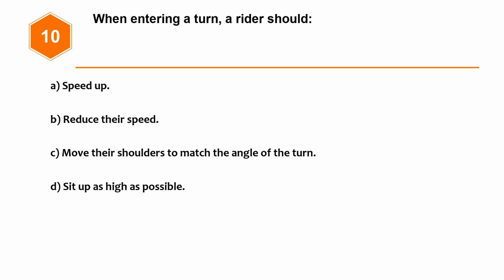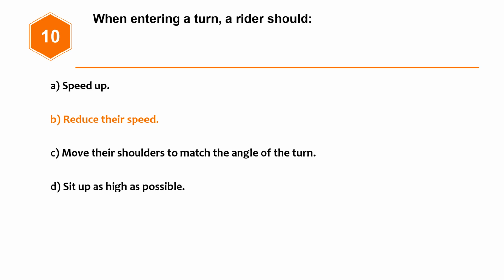Question 10. When entering a turn, a rider should: option A, speed up. Option B, reduce their speed. Option C, move their shoulders to match the angle of the turn. Option D, sit up as high as possible.